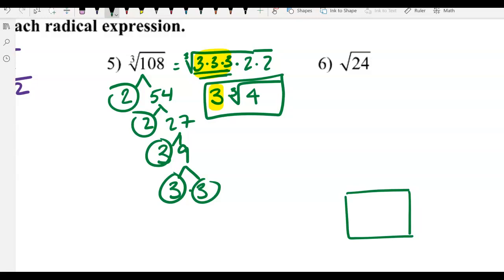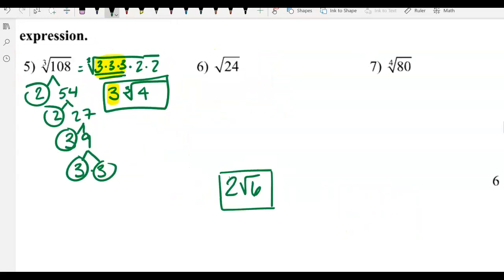All right, Susie's team. Whose birthday is closest to January 1st? Okay, what's your final answer? 2 rad 6. Kayla's team, do you agree? Yes, I agree. All right.